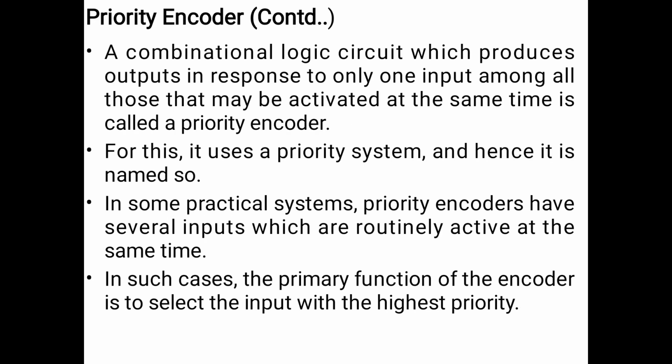A combinational logic circuit which produces outputs in response to only one input among all those that may be activated at a particular time is said to be a priority encoder. For this, it uses a priority system, hence it is named as priority encoder. In some practical systems, priority encoders have several inputs which are routinely active at the same time. In such cases, the primary function of the encoder is to select the input which has the highest priority.